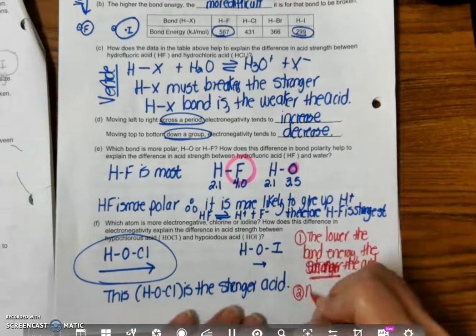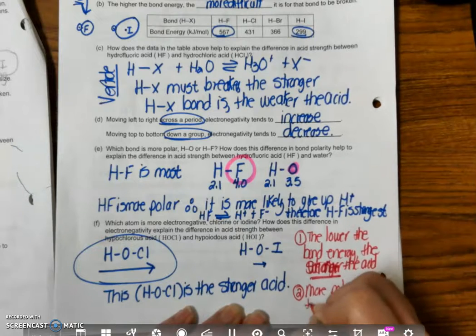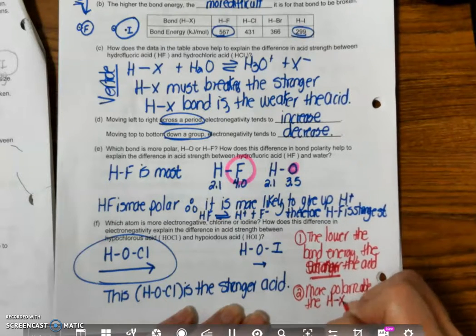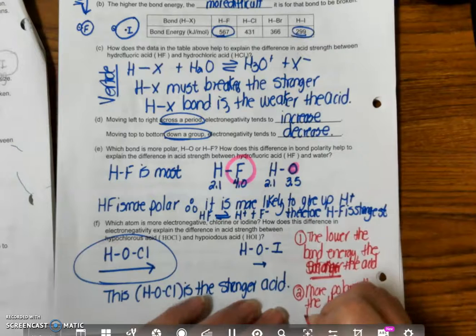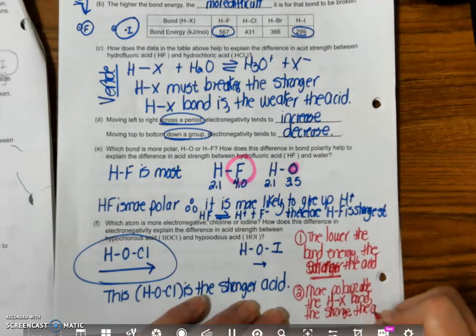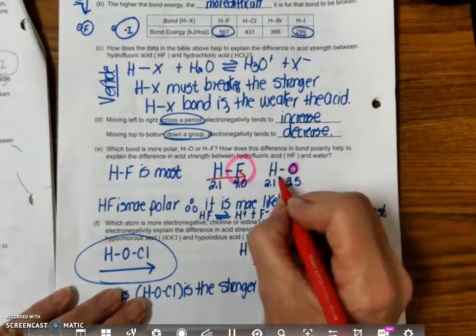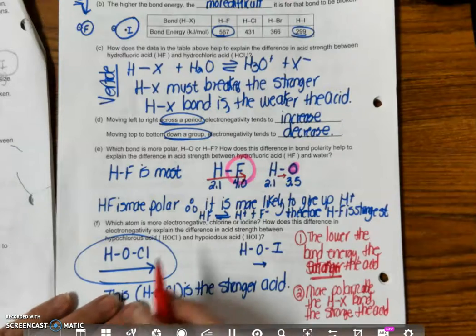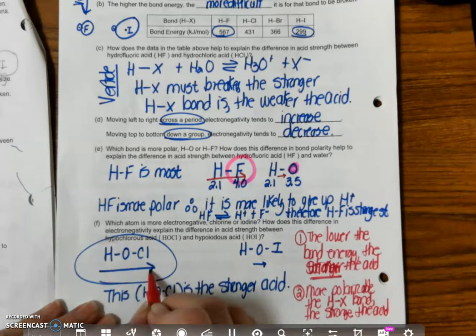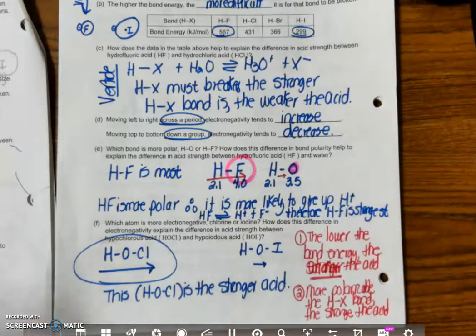to pop off. The more polarizable the HX bond, the stronger the acid. So as I move electrons in that direction, this is going to be the weaker acid. As I move electrons more in this direction as compared to this one, so this is going to be the stronger one, and in this case, this is going to be the stronger acid.